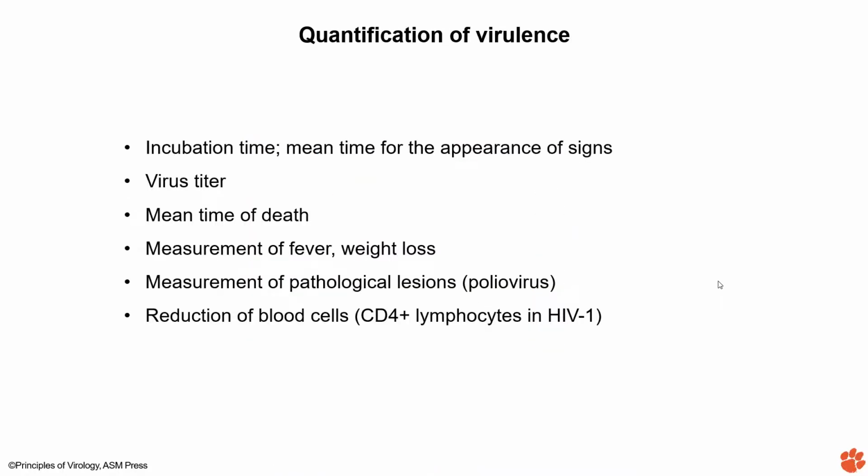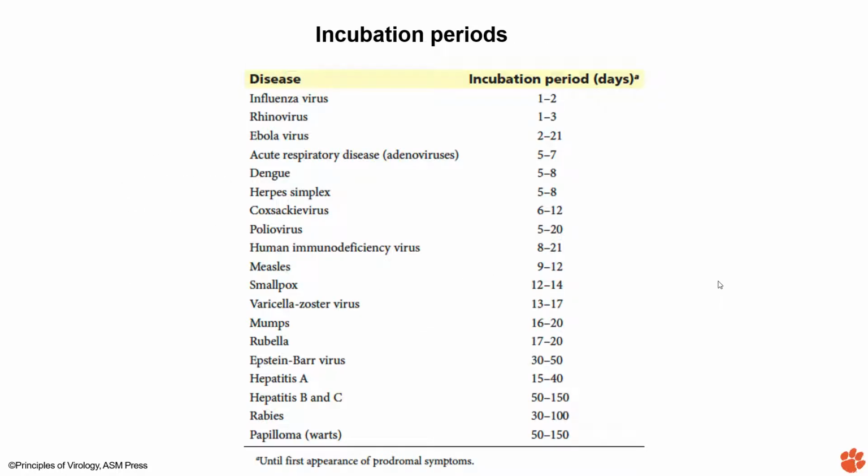So that's one of the things. And here, just a couple of incubation periods. You do not have to memorize anything. It just shows, say, influenza or rhinovirus, 1 to 3 days or 2 days. In some cases, particularly hepatitis viruses, rabies, papilloma, it could be many months before the onset of the disease. Sometimes you cannot even see those diseases.